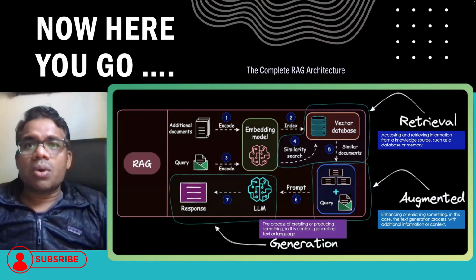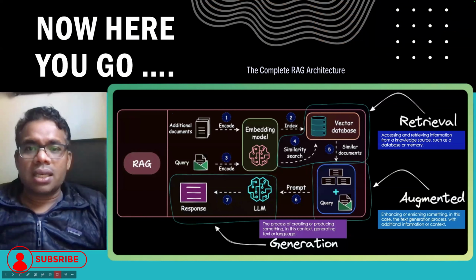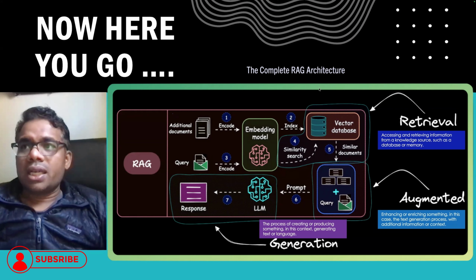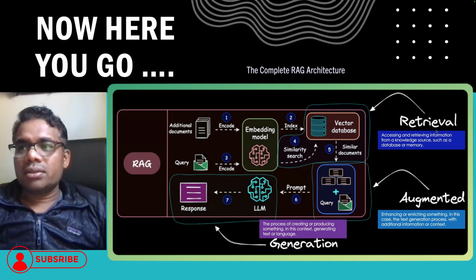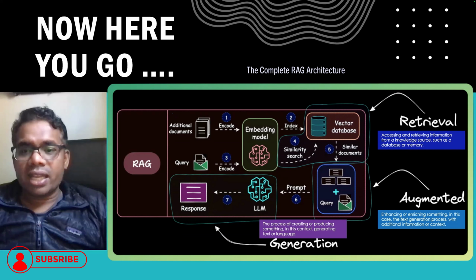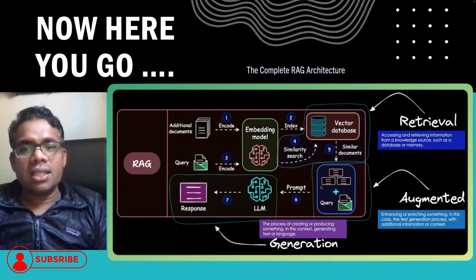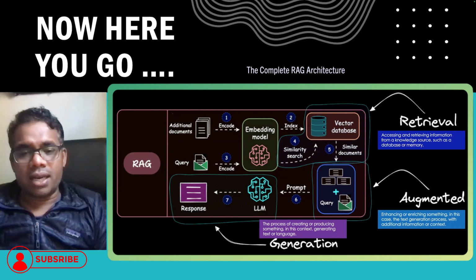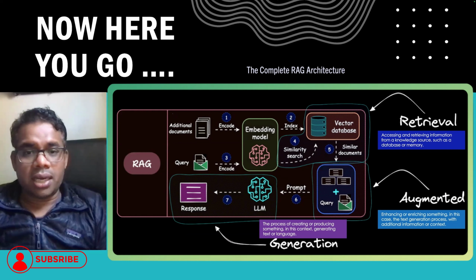So now this is what the complete RAG architecture looks like. Ideally, RAG is nothing but retrieval, augmentation, and generation, right? So what exactly does retrieval mean? Retrieval is nothing but accessing and retrieving information from a knowledge source, such as a database or any memory space. In this case, you can say the vector database, or any in-memory data available.